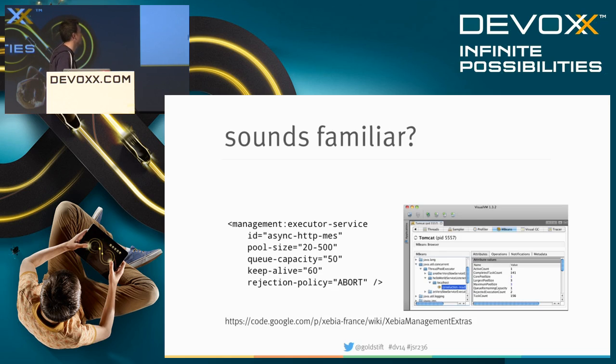And that is actually how this service looks in VisualVM. So if you don't have Java EE 7 available and have a Spring application, you might want to look into this Xebia Management Extras, which is quite nice, I remember. Well, I haven't used it since 2011, but it was quite nice then.